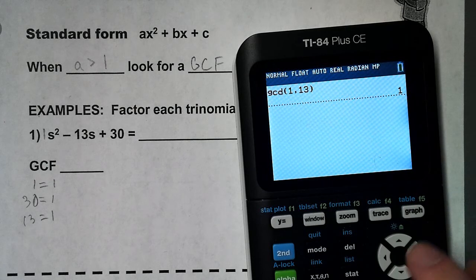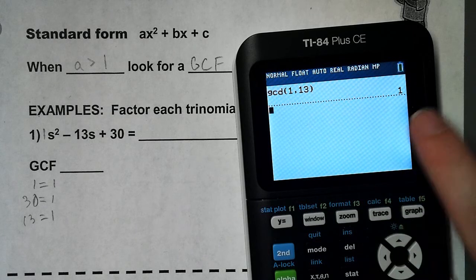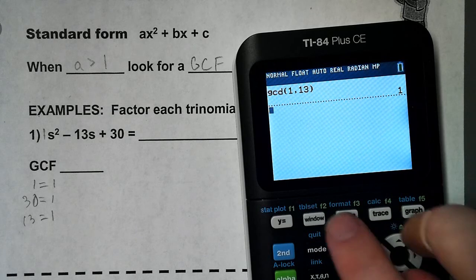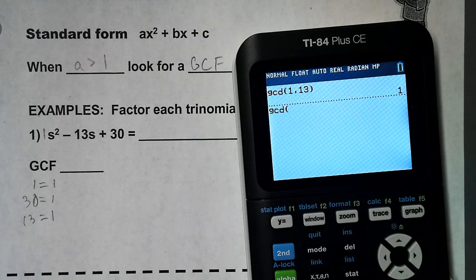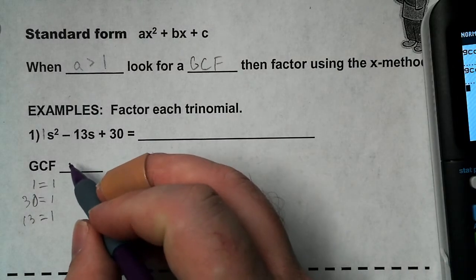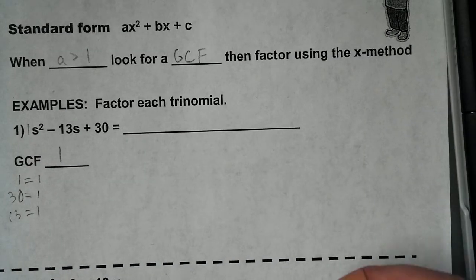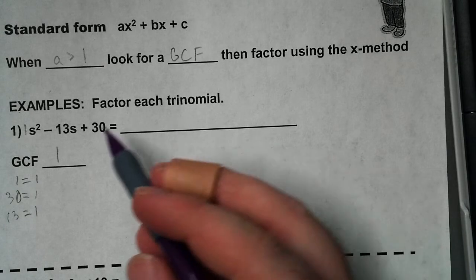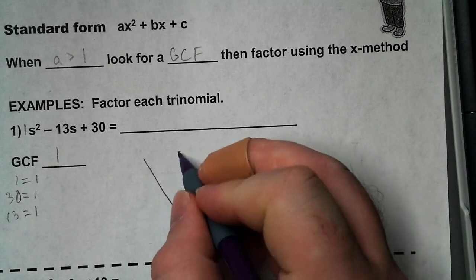And we got a factor of 1, so whatever we get as our common factor in the first group, we're going to use this again. So math, number 9, 1 and 30, we get a GCD of just 1. So our greatest common factor is just going to be 1. There's nothing else we can divide out of all those values. So we're going to leave all these values the same. We're going to set up our x, and we're going to factor it.